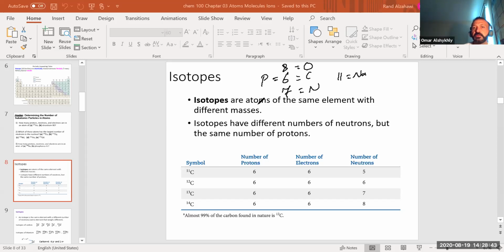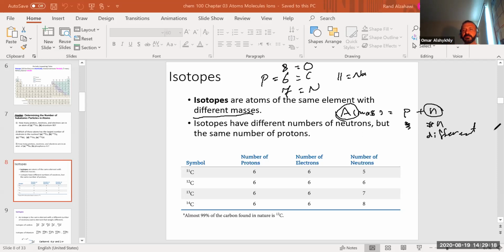Now, here they said it is the same element. That means the number of protons will be the same. There is no change. But look what they told you: different masses. How do we have different masses? A is the mass, and it equals proton plus neutron. So if the protons are the same and we have different masses, that means we have different numbers of neutrons. So the isotope has the same number of protons, but a different number of neutrons.